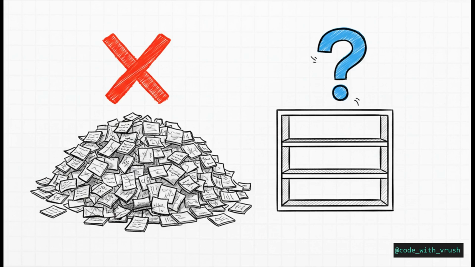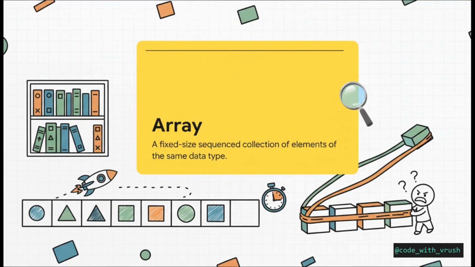But yeah, you can see the problem here. It is messy, it's a nightmare to manage, and it just doesn't scale at all. There has got to be a better way. And that better way, of course, is the array.